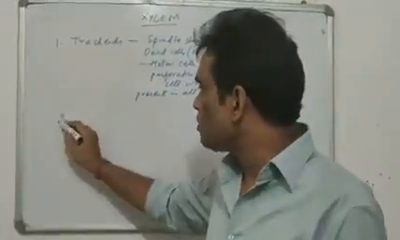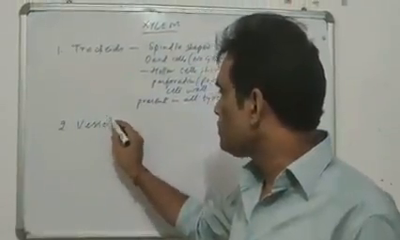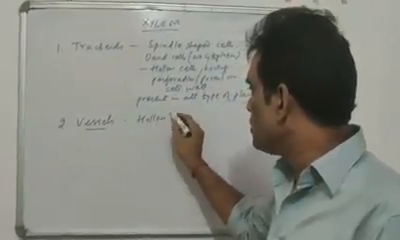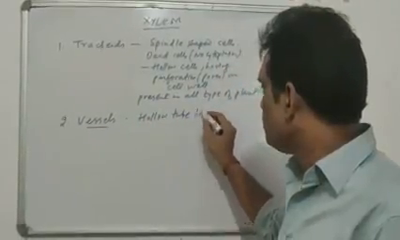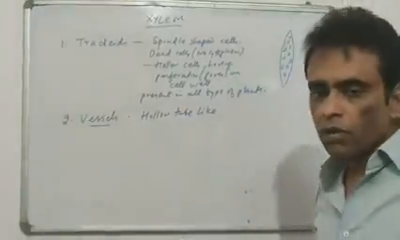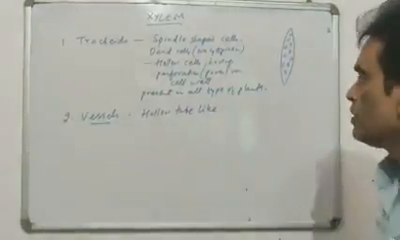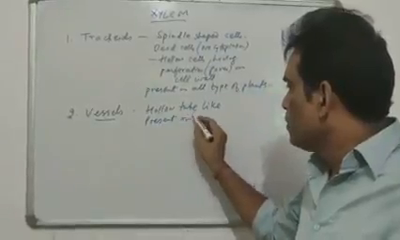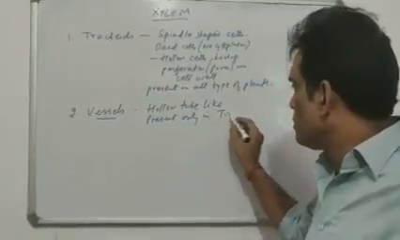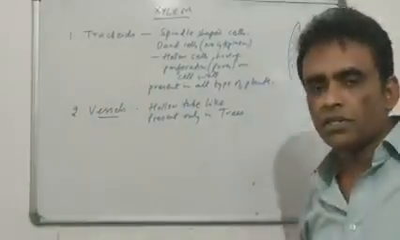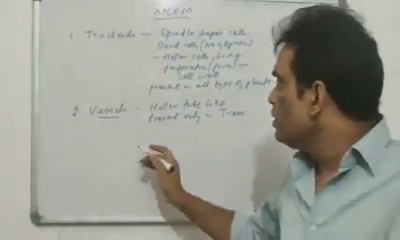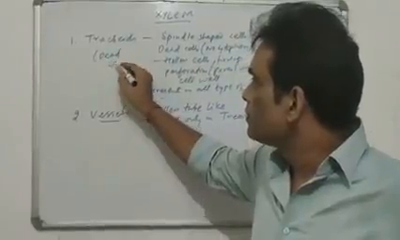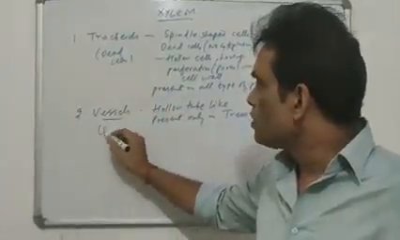The second one is called vessels. Vessels are again hollow tube-like structures running from the root till the leaves, and they are present only in the trees. They are absent in herbs and shrubs. That is the difference. Both these tissues are dead tissue, dead cells. This is also a dead cell.